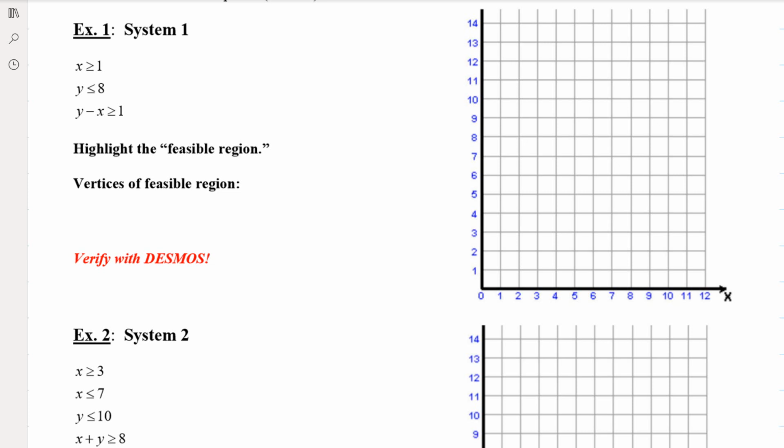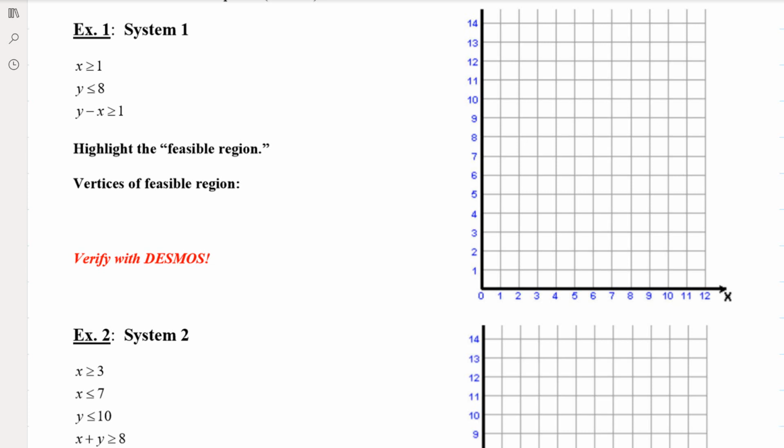I would also get out some colors here. I'm going to do mine in color. If you have colors, that'd be great. If not, just get out a highlighter at least so you can highlight the feasible region, which is the end result, the most important part, so that we can locate the vertices, called corner points, of what's called the feasible region. This is vocabulary coming from George Dantzig, like I was saying earlier.